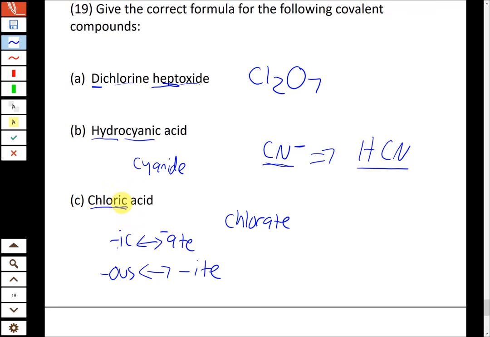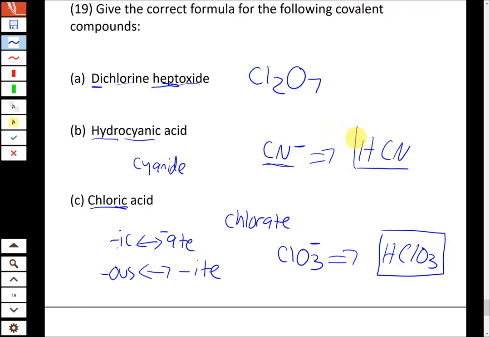So this is an IC acid, so that means it comes from chlorate. As we just talked about in the previous example, chlorate is ClO3 minus. It's a 1 minus anion, so it just needs 1 hydrogen to balance the charge. So the correct formula for the acid that comes from that anion is HClO3. All right, so those are the correct answers for those 3.